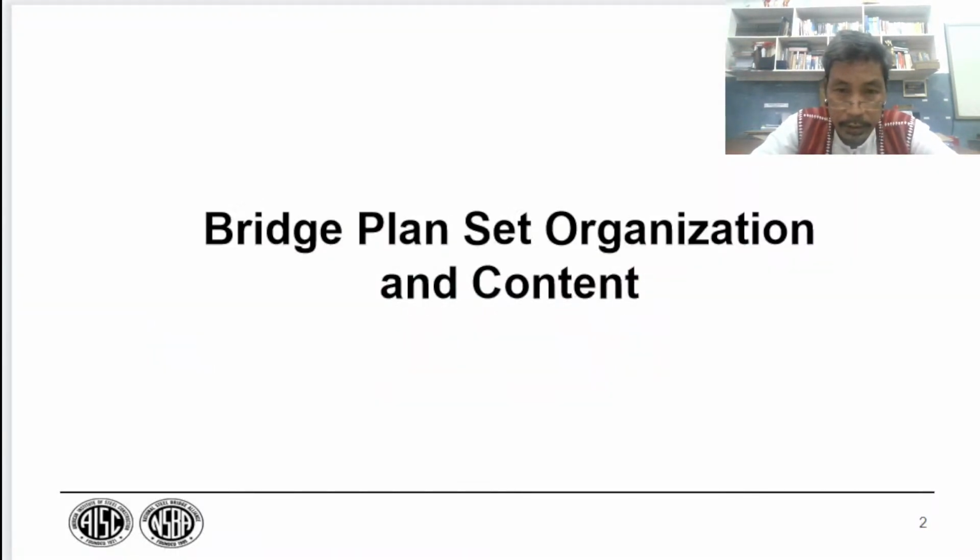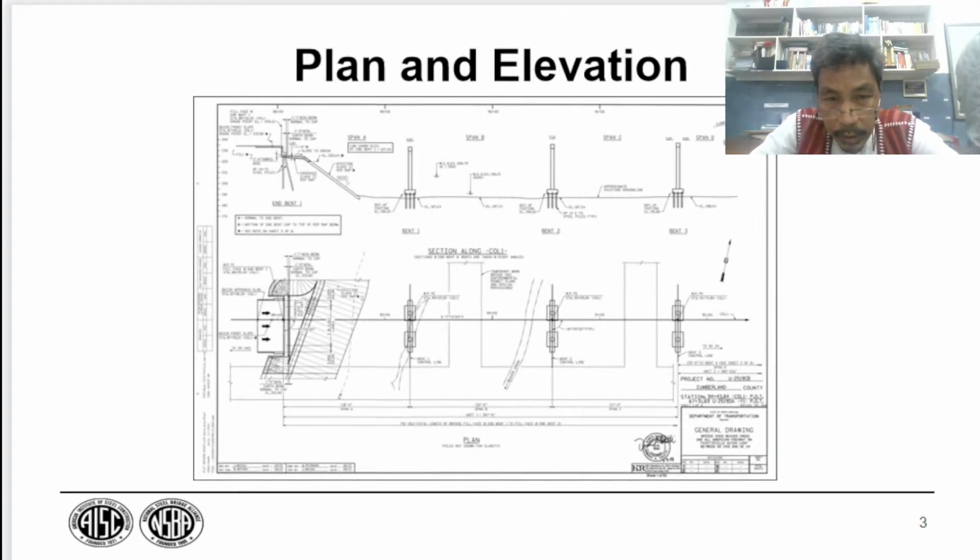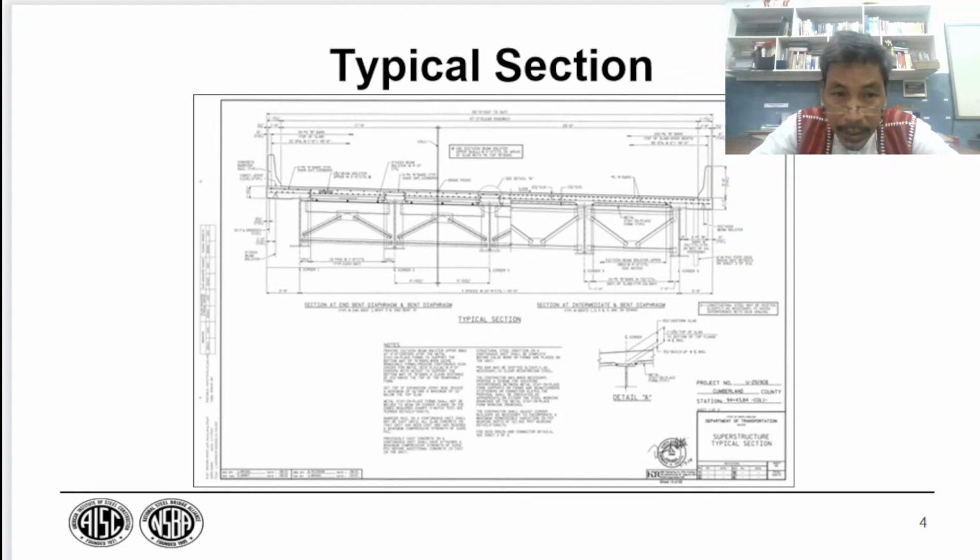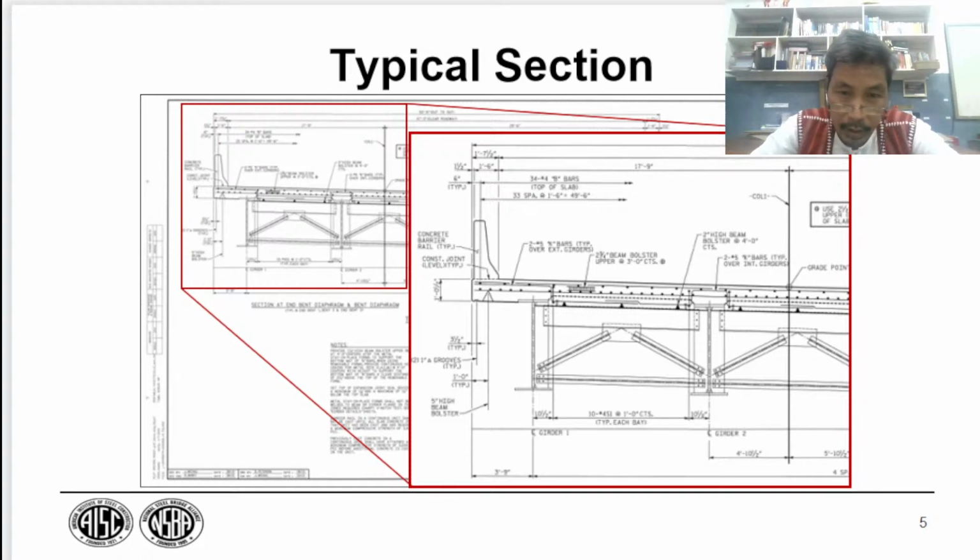So the bridge engineering plan, the set of engineering plans. What are the requirements? What are the organization and context of the whole set of bridge engineering plans? So we have the plan and elevation. We are through with this. And typical section. So please take note of this. This is number 2, the typical section. Okay, and then we are through with that.